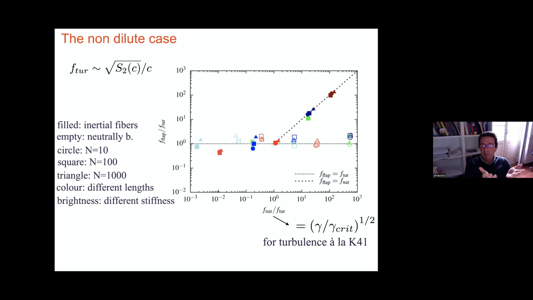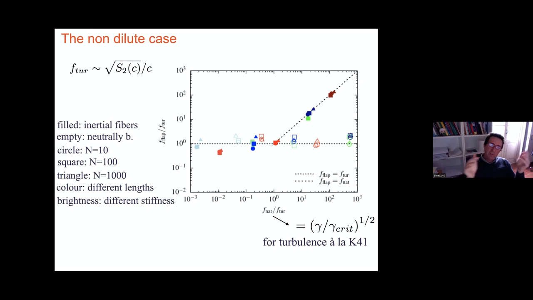But this is doable only in case we have a K41 prediction. In this case, as I just showed before, there is no Kolmogorov scaling, especially for the inertial fibers. So the argument I showed you before for the single fiber in turbulence doesn't apply here. So the turbulent frequency can be deduced, as I showed on the top part of the slide on the left, simply as the square root of the second order structure function divided by C. We tried both ways to measure S2, in Lagrangian terms and Eulerian terms, and the results we are going to show are essentially the same.